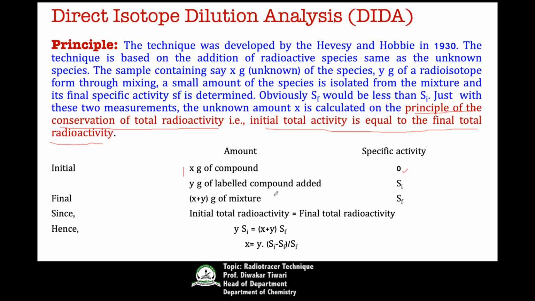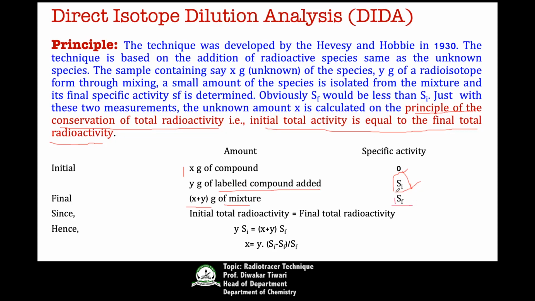Naturally it is non-radioactive. What we used to do is add Y gram of the labeled compound, having a radioactivity of, say, Si. This has been added to X gram of the unknown compound, and then for the total mixture, X plus Y gram, we try to get its specific radioactivity.